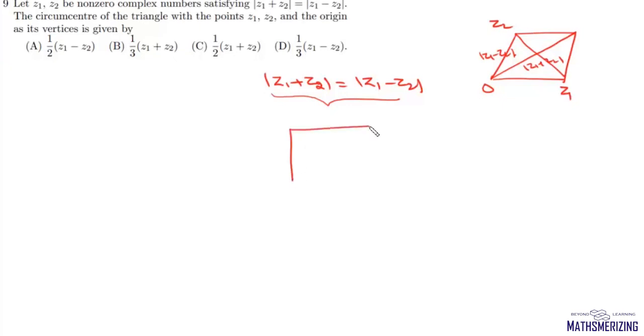So origin, Z1 and Z2 have an angle of 90 degrees in between them. Now a circle passing through O, Z1 and Z2. Since this angle is 90, that means Z1Z2 is the diameter of the circle. So the circumcenter of this circle will be the midpoint of the hypotenuse, and that will be (Z1 plus Z2) by 2, and that's your option C.